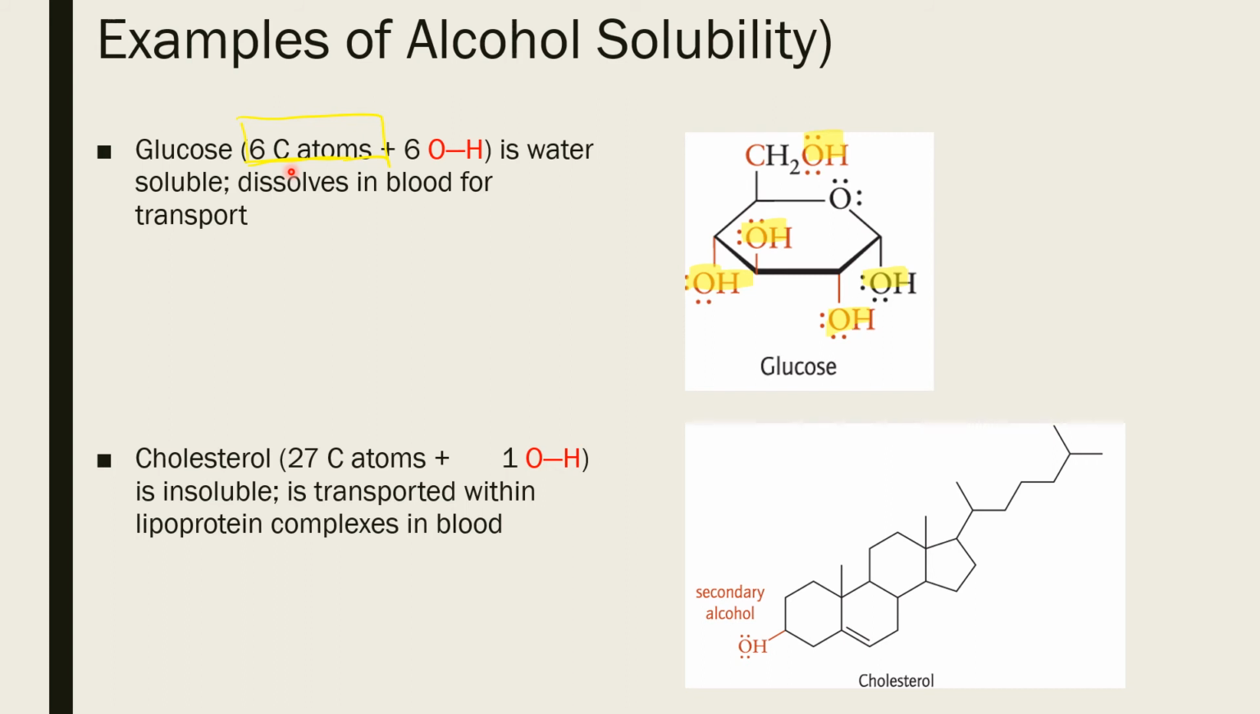Because of these solubility differences, glucose dissolves readily in blood. Blood is also polar, water-based, and glucose can be transported to all parts of the body with the help of blood. Whereas cholesterol, being insoluble in water, is transported through the circulatory system in special molecule assemblies which are known as lipoprotein complexes. We will learn more about these lipoprotein complexes in chapter number 15.